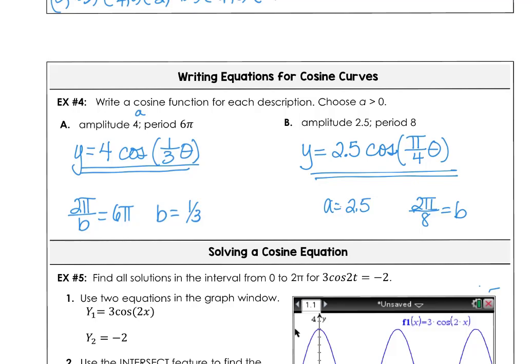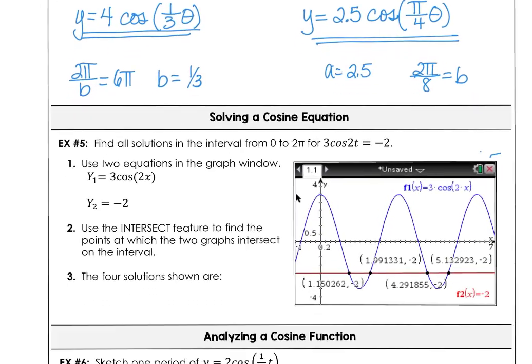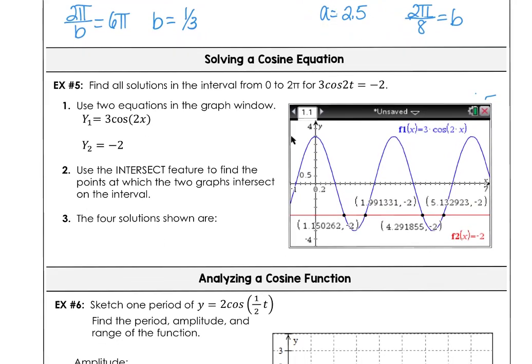In the next example, if you want to take the time, you can grab a calculator that you're accustomed to using and graph the two equations. So in this example, we're going to find all the solutions on the interval from 0 to 2 pi. And if you look at my x-axis here, I've gone a little bit over 2 pi. So I would be thinking that this is 2 pi cutting off at 6.28 and starting at 0. So we're only considering between the two red vertical lines. And we want to find the solutions for 3 cosine 2t where it's equal to -2.